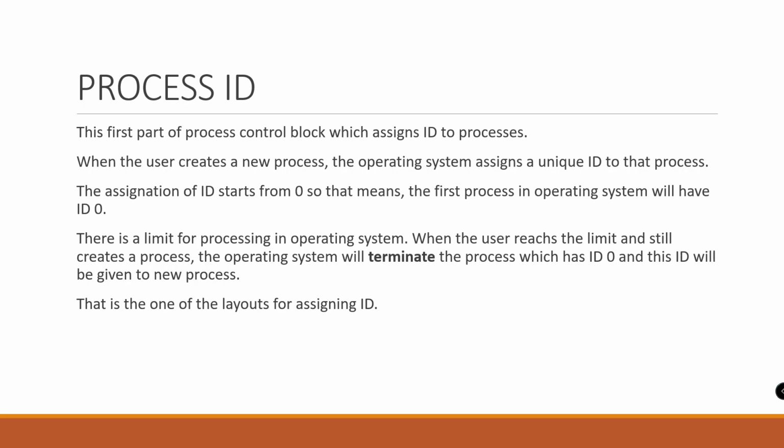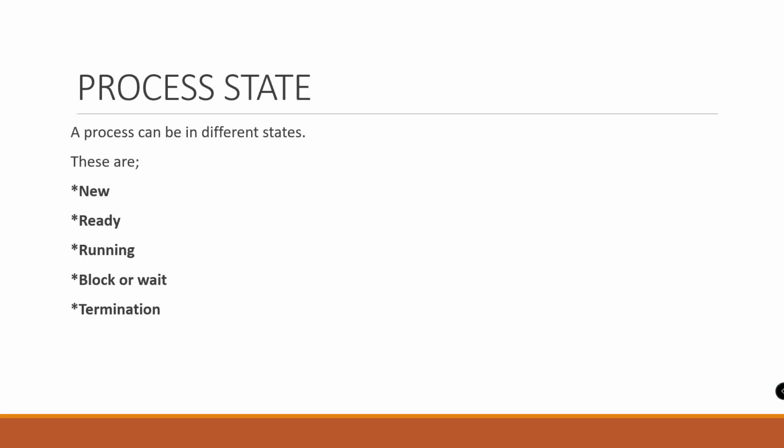And that is one of the ways of assigning IDs, and there is another one which I didn't mention. The operating system can assign IDs to process control blocks. I am repeating, process control blocks, not processes. When a process picks a process control block, this process will take the ID which is the same as the process control block.